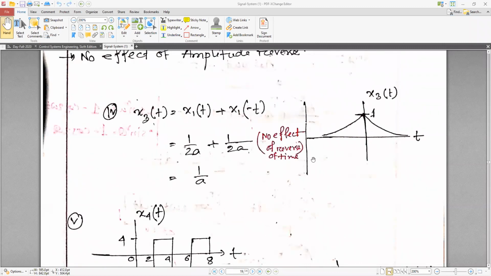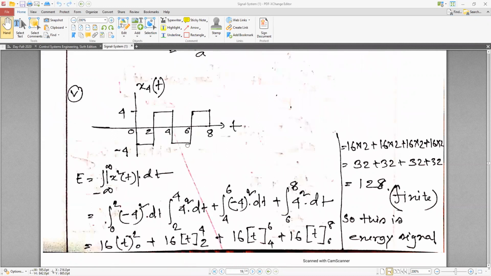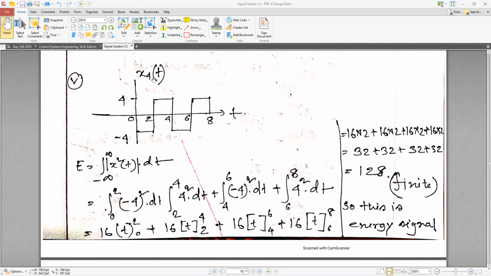So x3. Okay. So if we look at another example here, x of t, the range is -4 to 4, with values at 0, 2, 4, 6, 8. Now if we look at the equation for the energy signal, at first 0 to 2, minus 4 squared dt, plus 2 to 4, positive 4, plus 4 to 6, negative 4, plus 6 to 8, positive 4 dt.